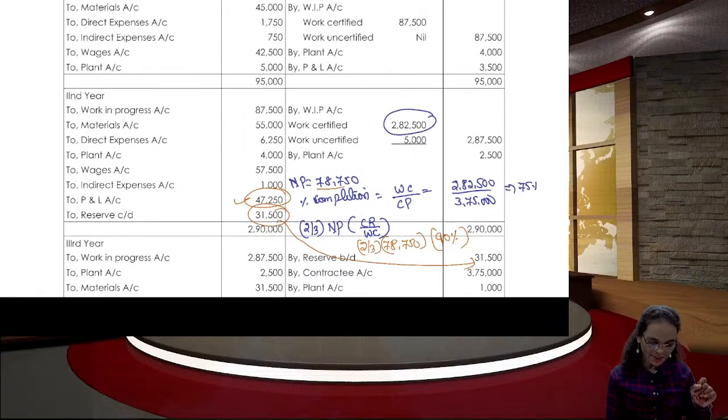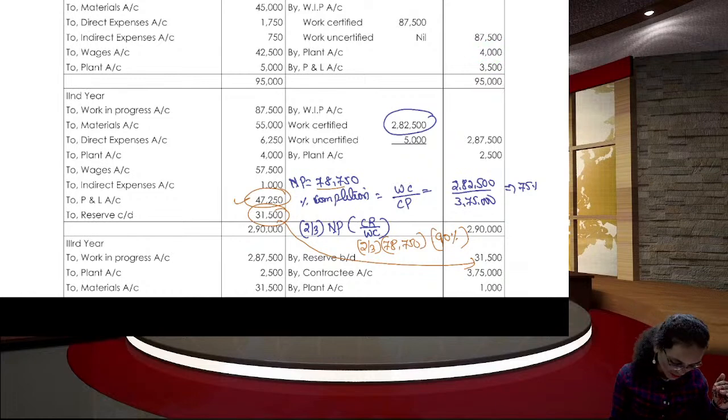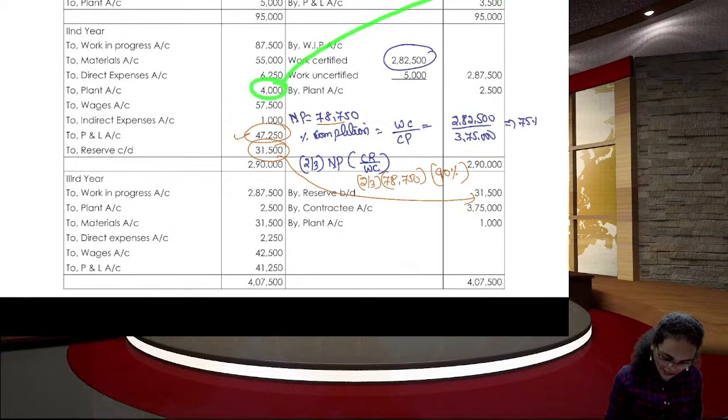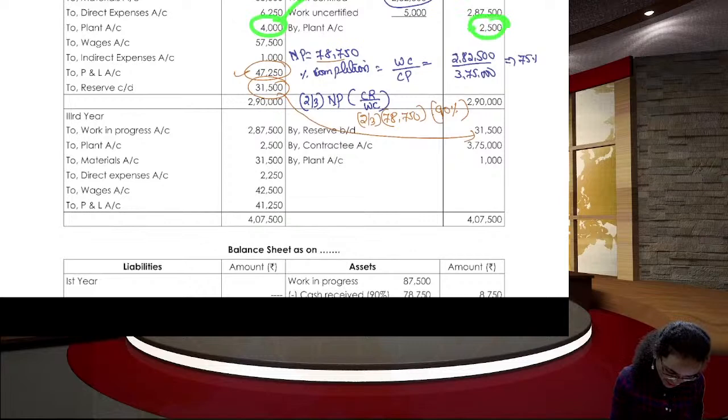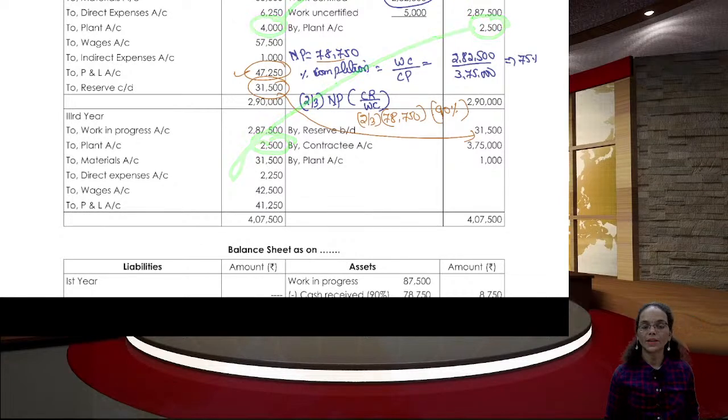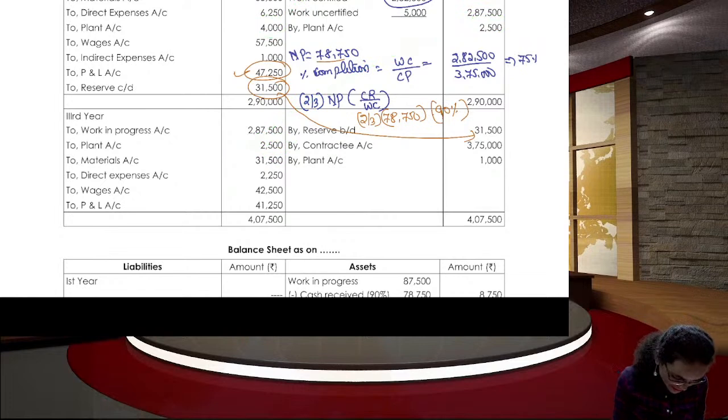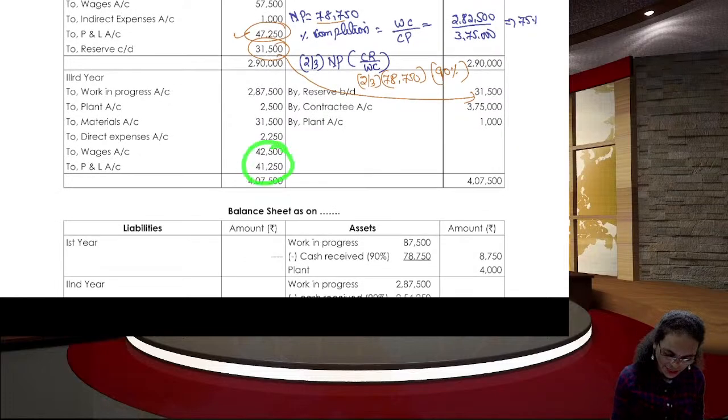And one more thing, guys, the closing plant of the last year will be the opening plant for the next year. So this is the opening plant for the next year. Getting the point? Here also the plant 2500, and here also the plant. Right. These reserves will be carried forward to the next year, and the next contract is completed in the third year. 3,75,000 rupees worth of the contract completed, and next again do the same calculation.